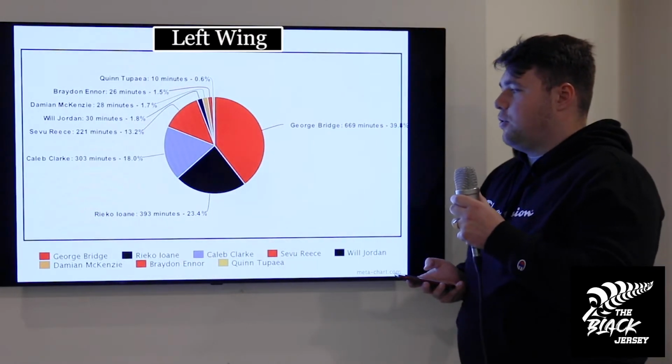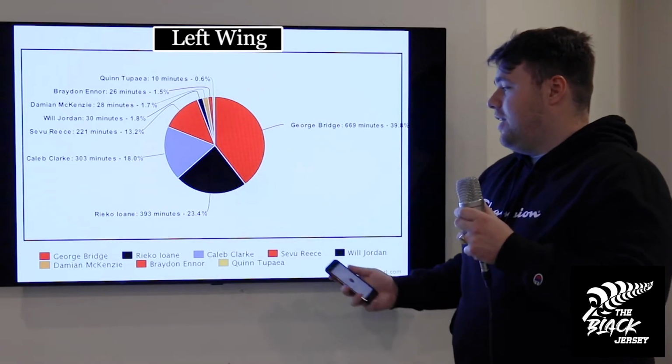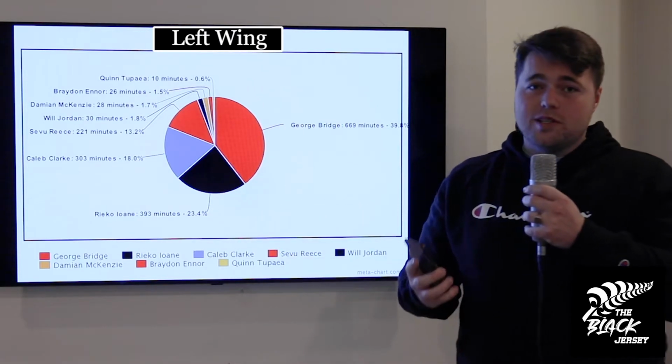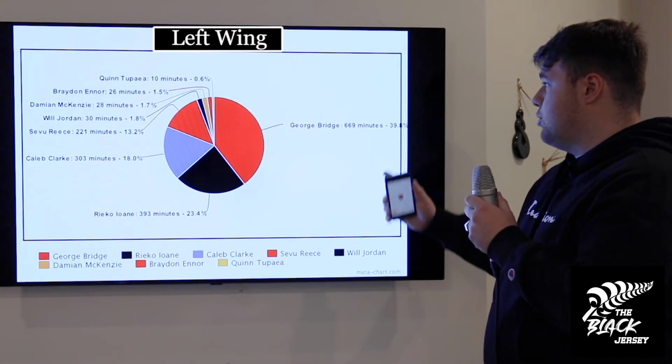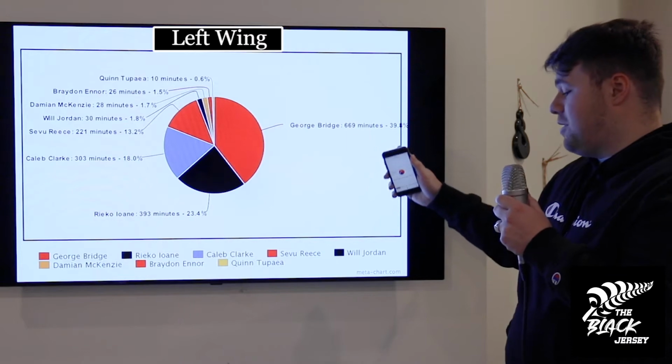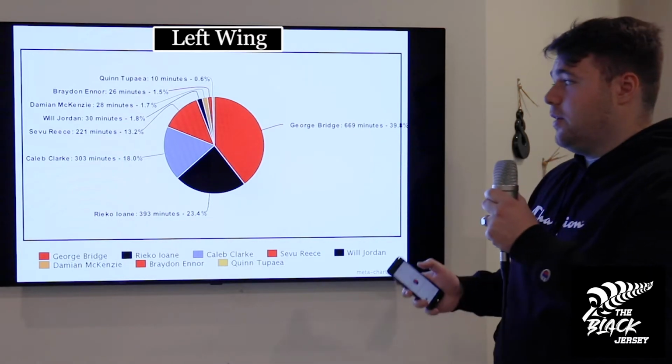We then come to the left wing. As you can see, there's a lot of players that have played at left wing, including Rieko Ioane, who has played the most minutes of any All Black in this World Cup cycle. I was very surprised to see George Bridge playing 39.8% of the minutes as well. He's played a massive amount compared to what I thought he was going to.